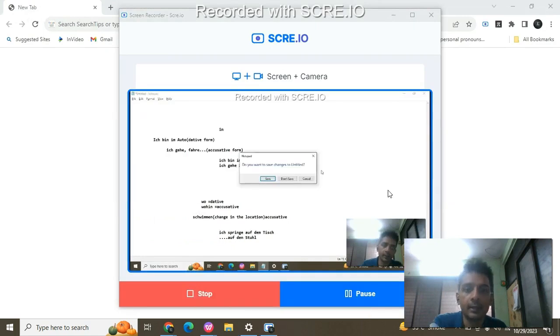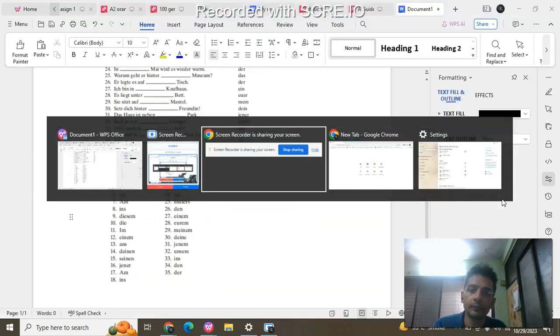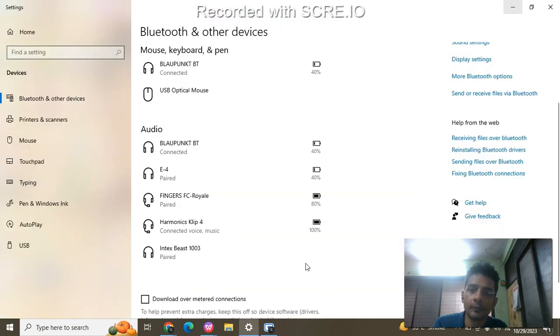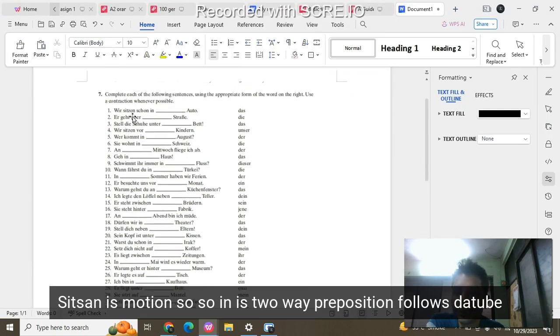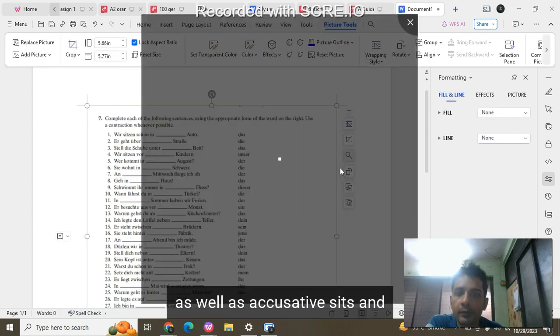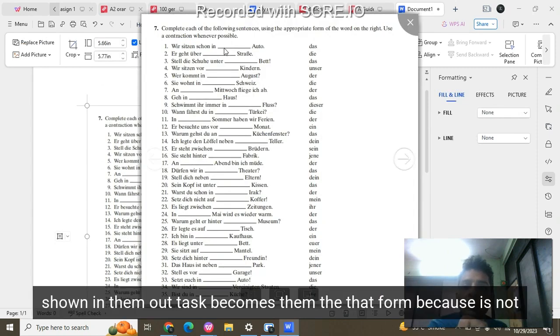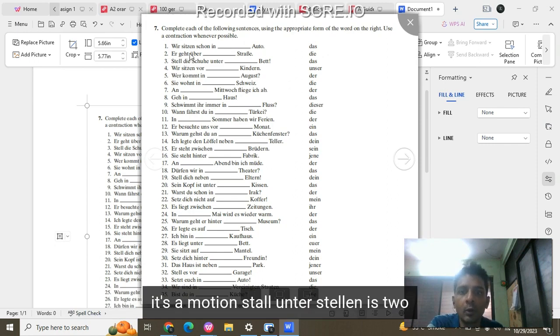Here we have an exercise from the Schritte series book. Sitzen is no motion, so dative. In is a two-way preposition. It follows dative as well as accusative. Wir sitzen schon in dem Auto. Das becomes dem, the dative form, because sitzen is not a motion, sitting there. The location is also not changed. In dem Auto. Gehen is a motion verb, so we have the accusative form.